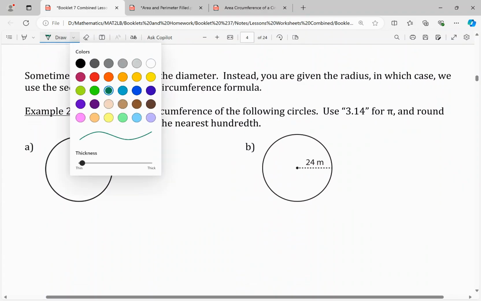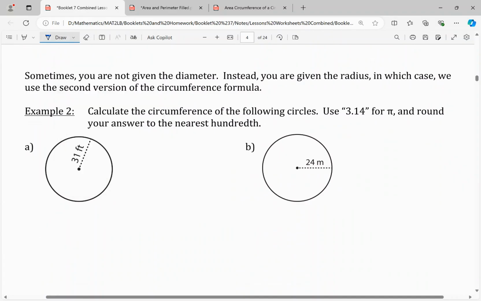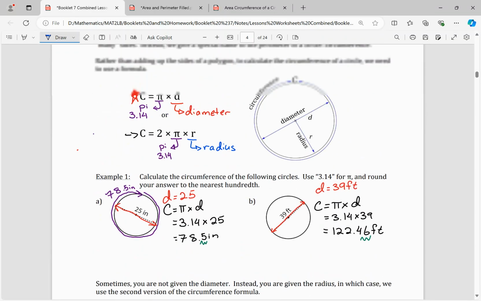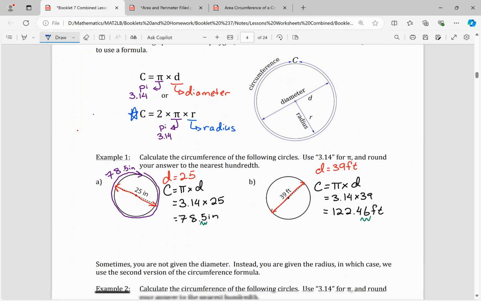Here in the second example, we're not given the diameter, instead we're given the radius. So I'm going to make a little note here that says r is equal to 31 feet. Now, since we're given the radius, we are going to use not the first equation with the letter d for diameter, but the second equation with the letter r for radius.